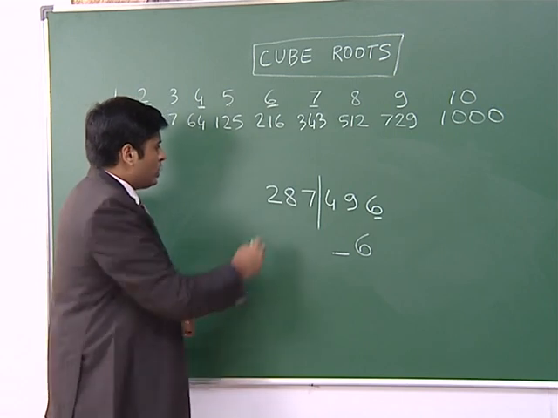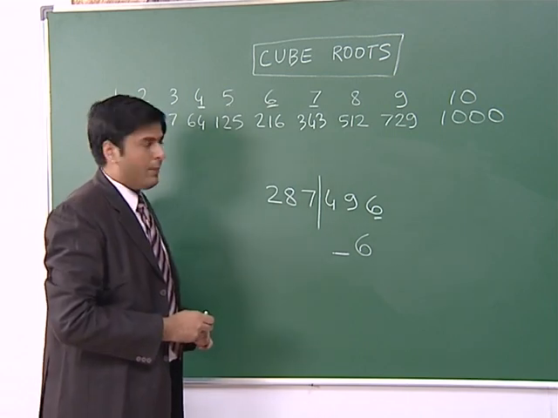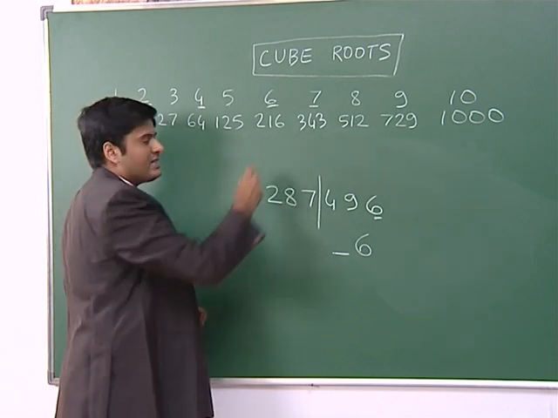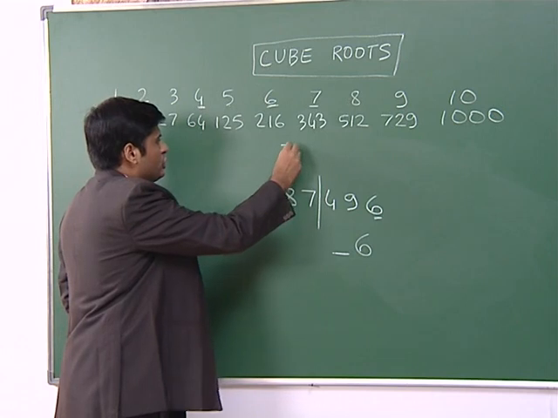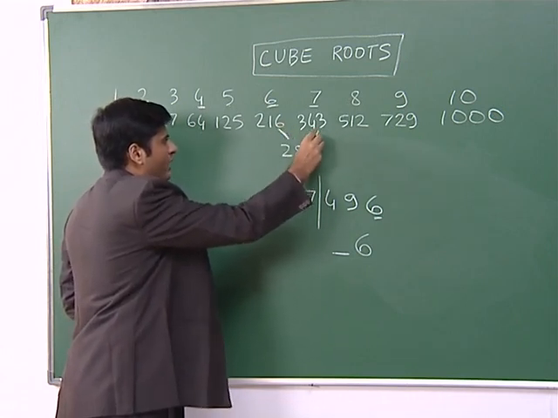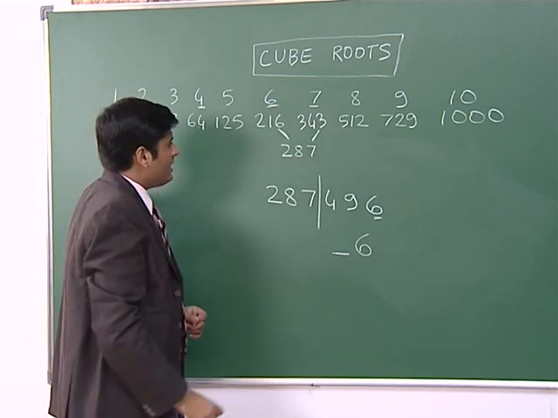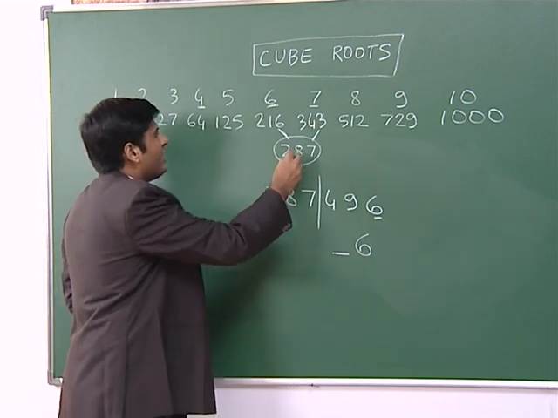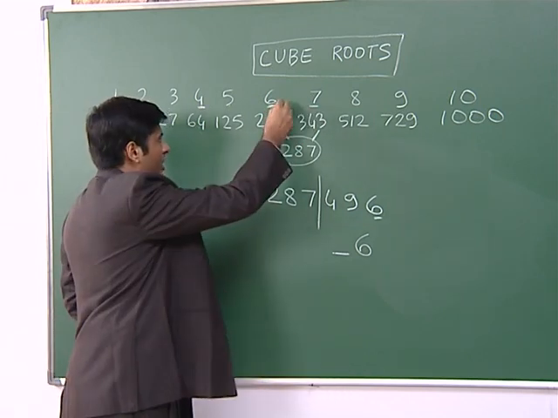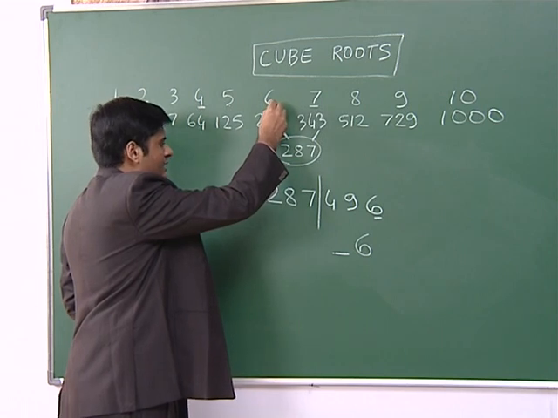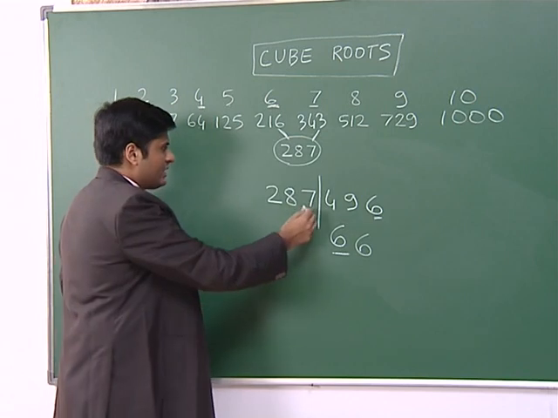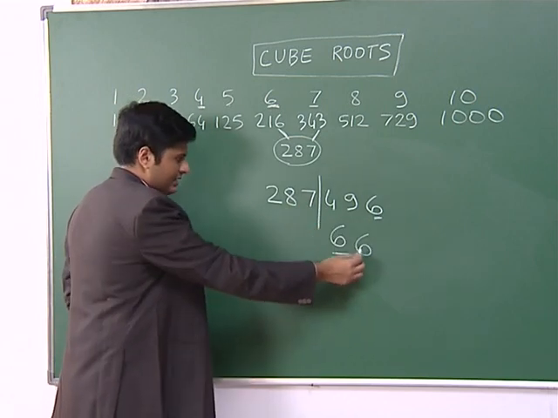And next 287, find out where does it come in the number line. We know 287 is between 216 and 343. 287 is bigger than 216, smaller than 343. That means 287 lies between 6 and 7. Out of 6 and 7, the smaller number is 6. So I take 6 from here and write down here. So the cube root of 287496 is 66.